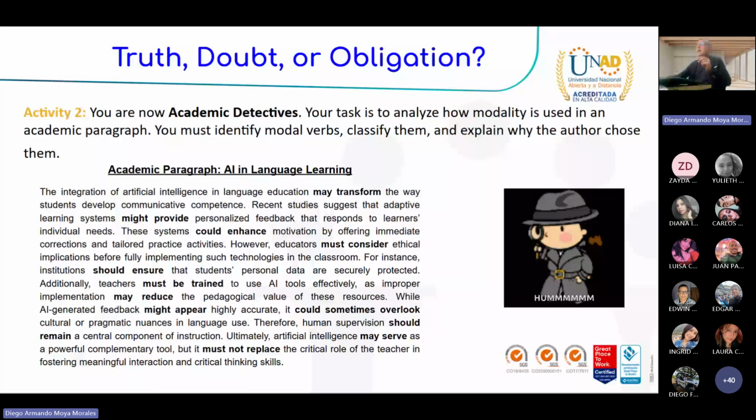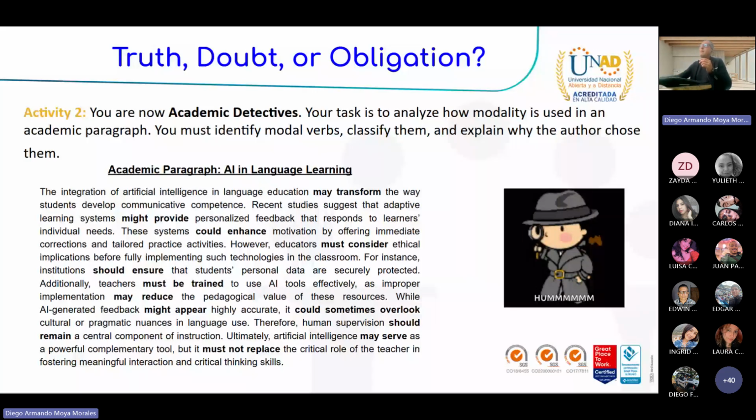And you are going to use the chat again, so you can show me how to identify the modal verb, similar to the first exercise we did. You can classify them. You show me if it is obligation or probability, and explain the meaning, why the author chose this particular modal verb to express what kind of stuff. Okay? And let me read.